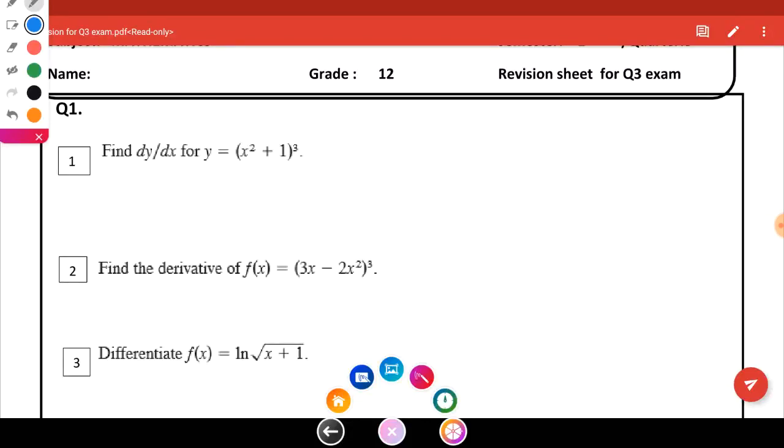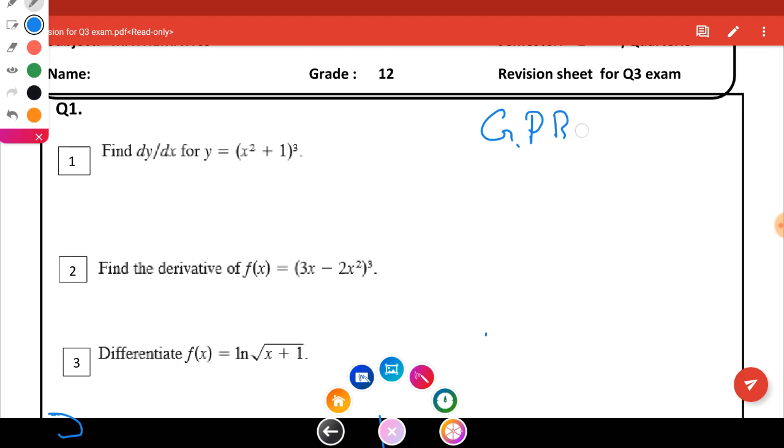For example, for the first question, find dy by dx for y equals x squared plus 1, all to the power 3. As you know, when we have a bracket raised to a power, it means we have a composite function. In this case, we will apply the general power rule.